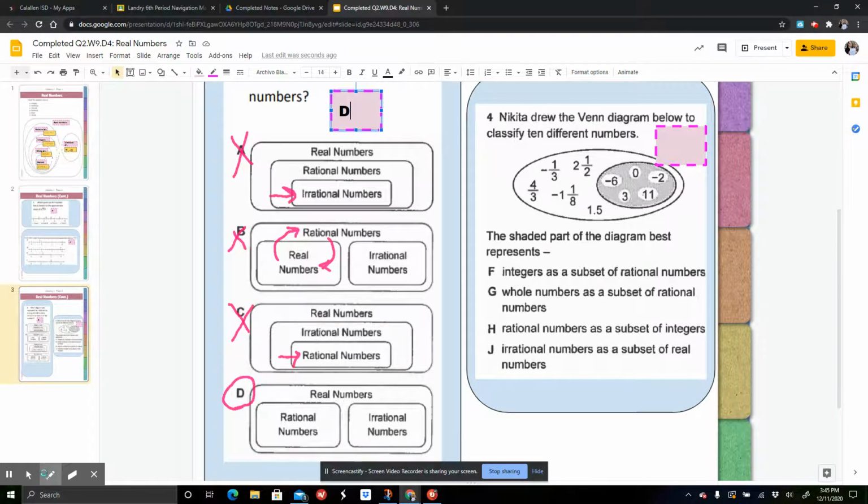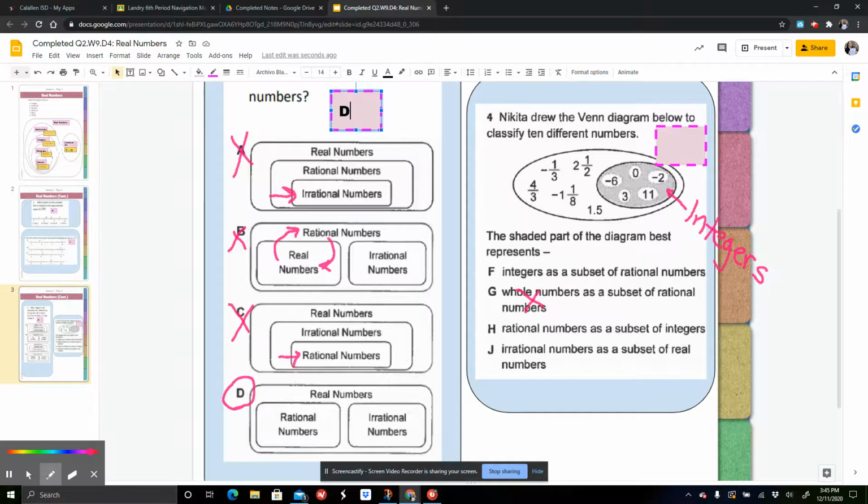So it can't be whole numbers or natural numbers because they have negatives. But it doesn't have any of these decimals or fractions. So this inside right here has to be integers. Because it has negatives and 0 and positives, but it doesn't have the decimals and the fractions. So the shaded part of the diagram best represents integers as a subset of rational numbers. Whole numbers as a subset of rational numbers.